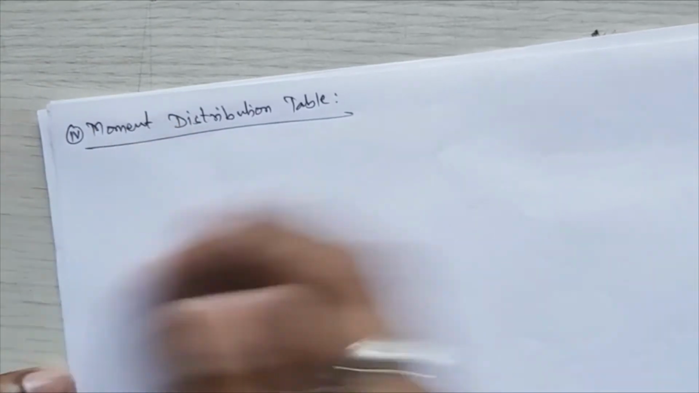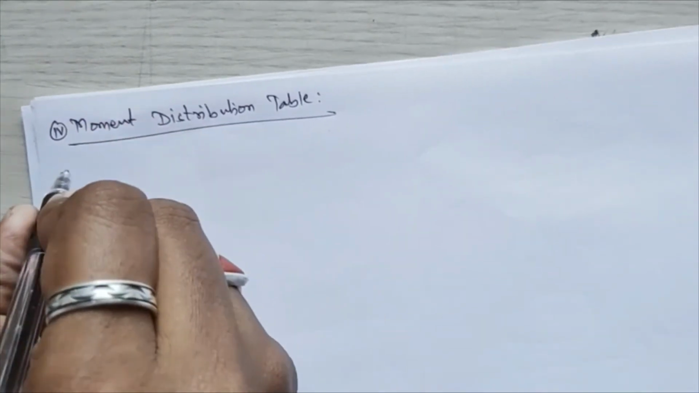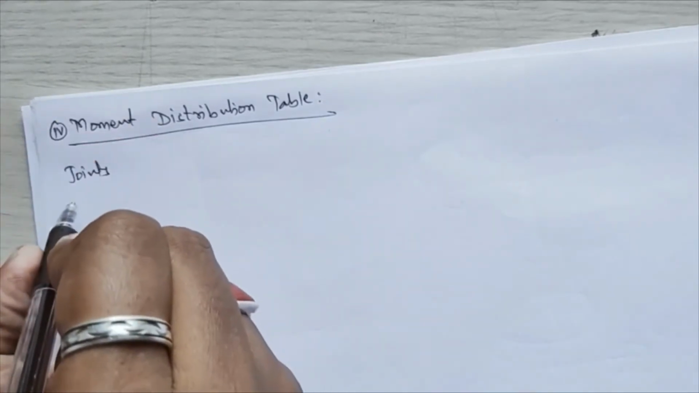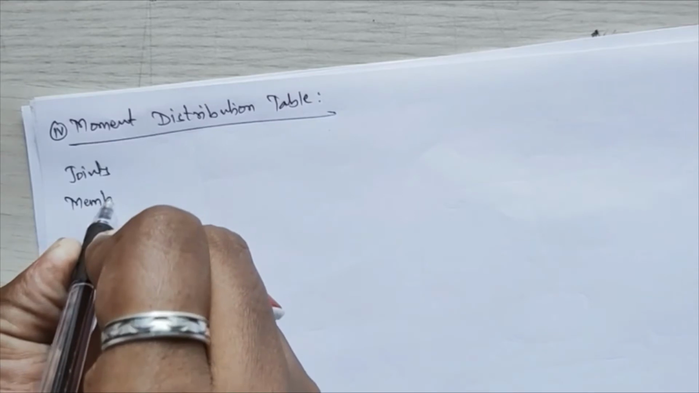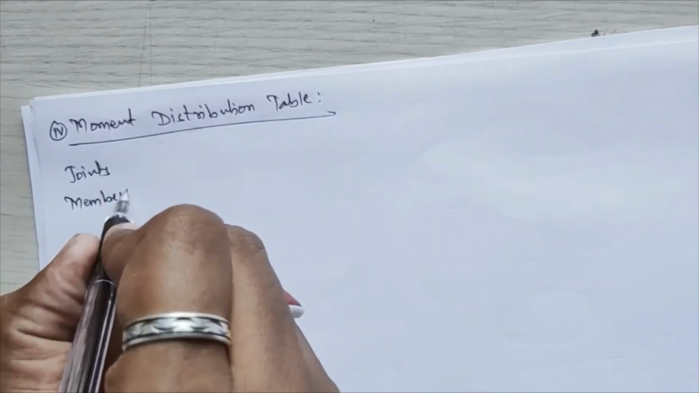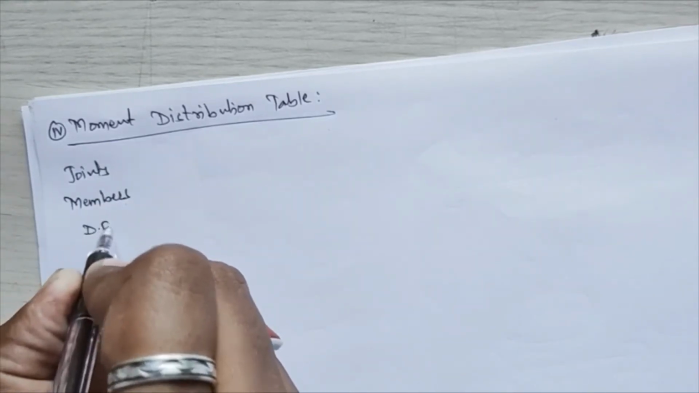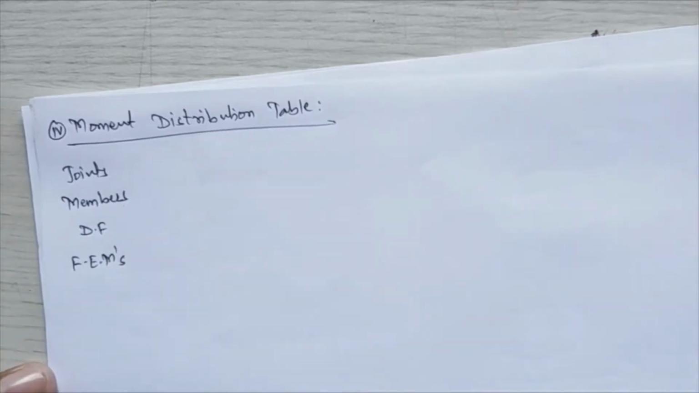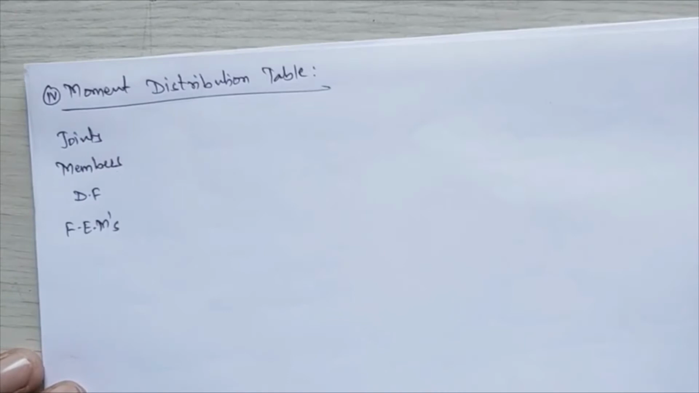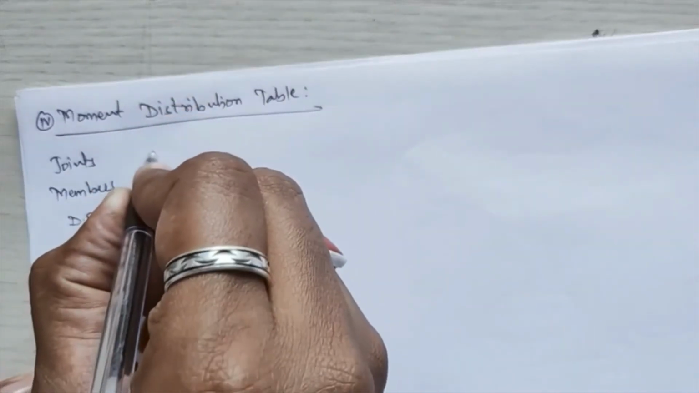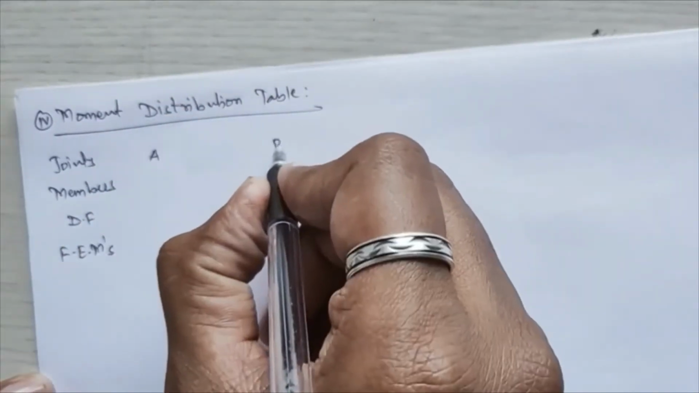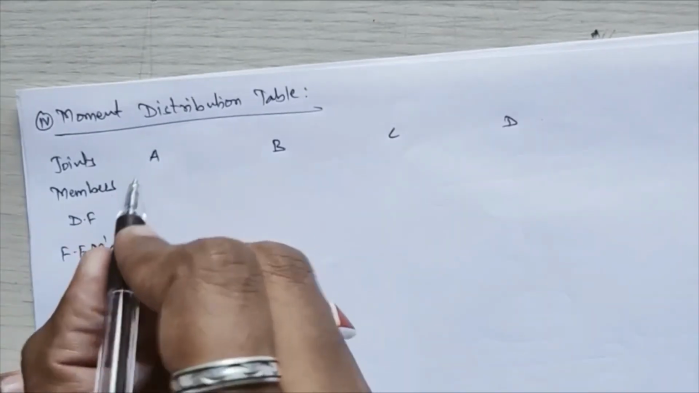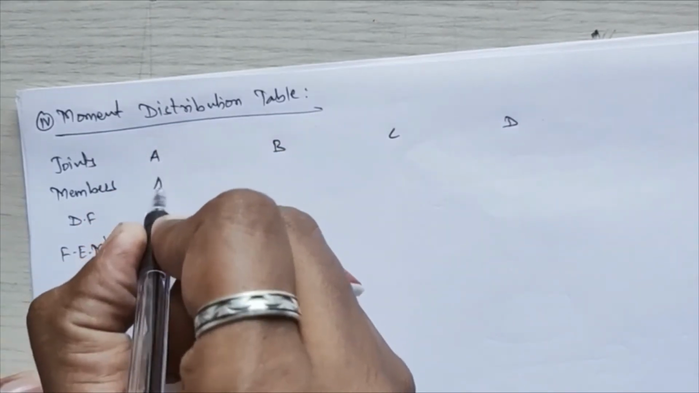Okay, for the moment distribution table we have 4 rows, and those are common. First is your joints, second after joints you treat as members, the next is your distribution factor, and the last is your fixed end moments over there. Now here, while treating joints, you have to treat all the joints. So we have 4 joints in this: joint A, joint B, joint C, and last is joint D. Now the member meeting joint A is AB.